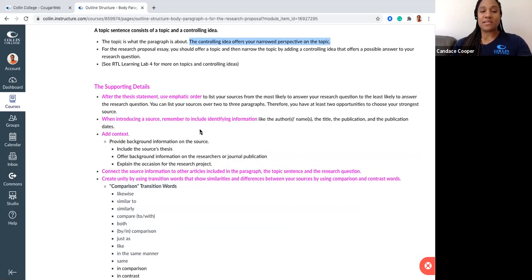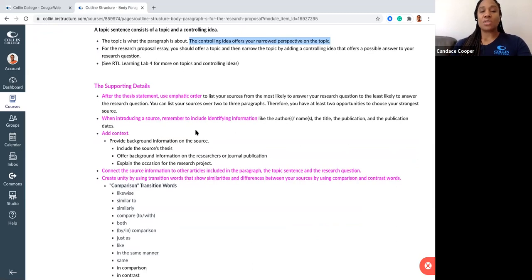The next thing is that you want to have supporting details. Okay, so you want to use emphatic order in order to create supporting details, okay? Now, emphatic order is going to be strongest to weakest ideas, all right? So the strongest ideas or the strongest topic sentence you have that answers your research question is the one that you want to use first, right?